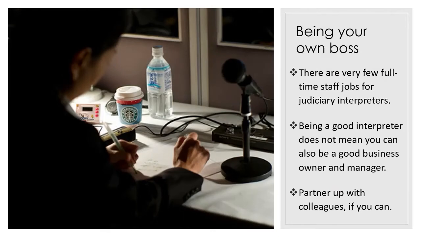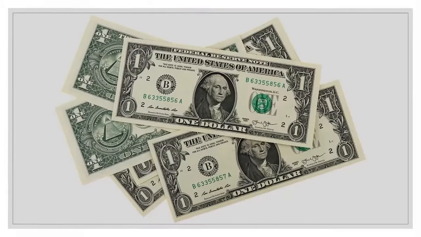Maybe you have a very good business sense, and maybe you will even be able to subcontract other interpreters eventually as your workload increases. But if owning and managing a business is not your cup of tea, you could consider partnering up with colleagues and pooling your talents. A few words of advice if you decide to go down that road.